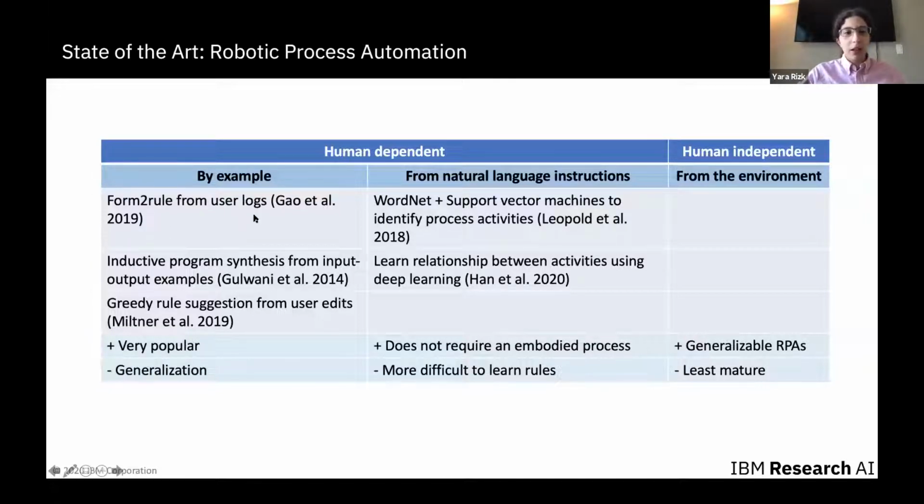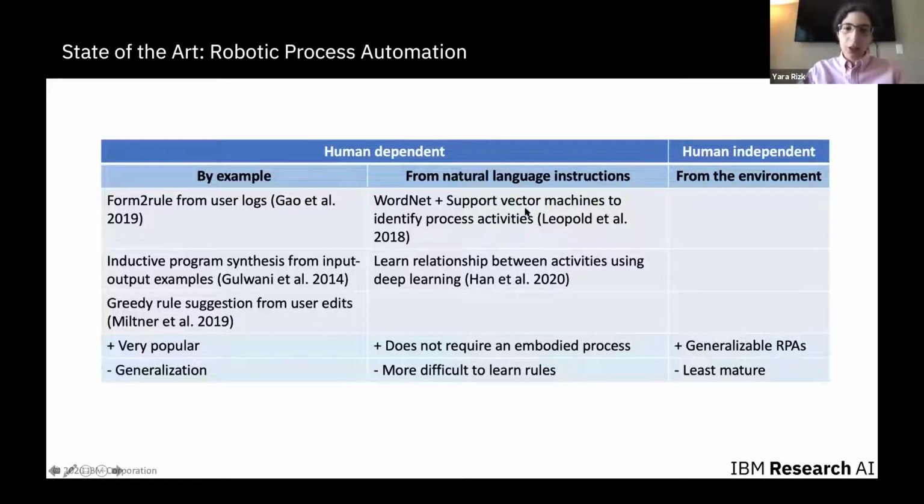If we are mining the user logs, we can use inductive program synthesis to learn the rules behind input-output examples. So how to go from the input to the output by just providing examples, we can use program synthesis to derive these rules. This approach is very popular, but it does not generalize as well because it is more dependent on the user logs or the environment in which the rules were learned.